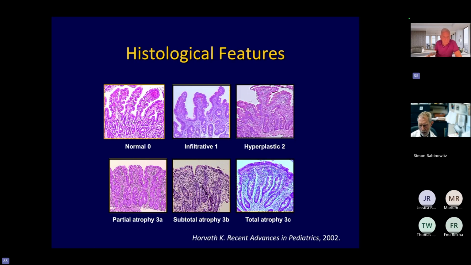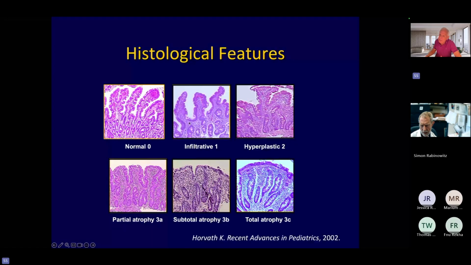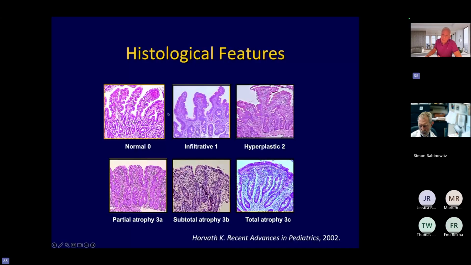And you should all be familiar with the Marsh classification, which goes from normal to total villus atrophy. Of course, the most difficult one to come to grips with is the one where you have a patient who only has intraepithelial lymphocytosis, but the villi are obviously normal. This becomes very important in a patient where you find intraepithelial lymphocytosis in a patient who you haven't evaluated for celiac disease. Once you see this, you've got to make sure that the patient is celiac antibody negative.